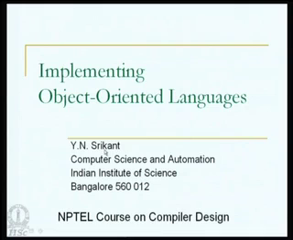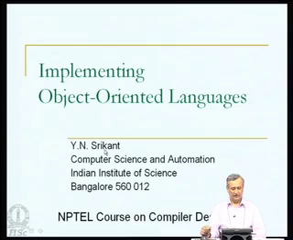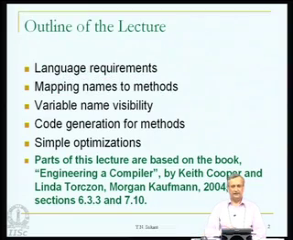Now we will begin the new lecture on implementing object oriented languages. Welcome to the lecture on implementing object oriented languages. In this topic, we are going to consider classes and objects, and see what the requirements of the language are, how to map the names of the variables and methods. There are so many names in the program. It is possible that some of them are in the subclasses, some of them are in the superclasses, and some of them may be redefined and so on. So, how to map these names to the appropriate methods is something we are going to study. Then variable name visibility, then code generation for methods, and finally some simple optimizations.